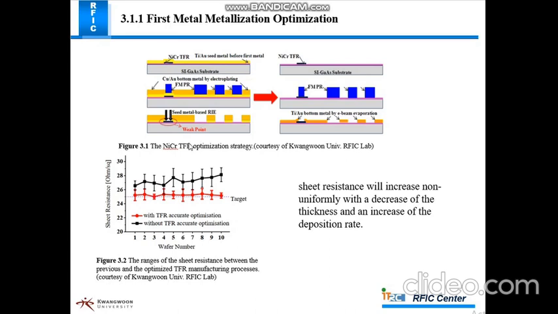The reactive ion technique has some advantages: high resolution, high aspect ratio, and also high selectivity. In figure 3.2, the range of sheet resistance between previous and optimized TFR manufacturing process is shown. Here we can see sheet resistance increases non-uniformly with a decrease of the thickness and an increase of the deposition rate, and sheet resistance is obtained between 24 to 26.